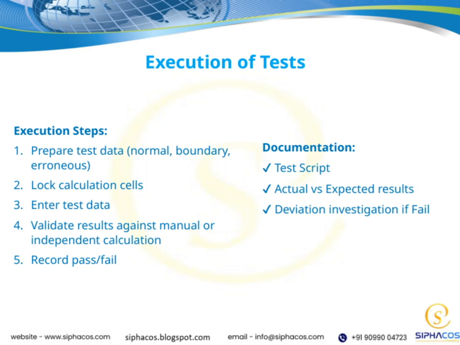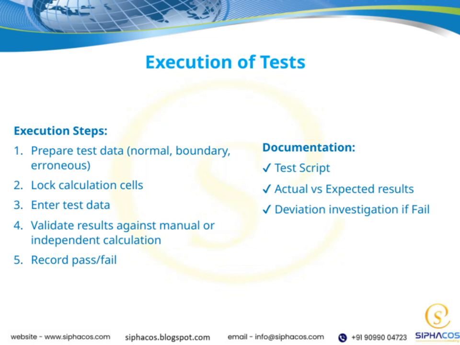Now, moving on to the execution of tests. The process starts with preparing our test data, which should include normal, boundary, and erroneous cases. This ensures we cover all possible scenarios. Once the data is ready, we lock the calculation cells to prevent any accidental changes during testing. Then, we enter our test data into the system.